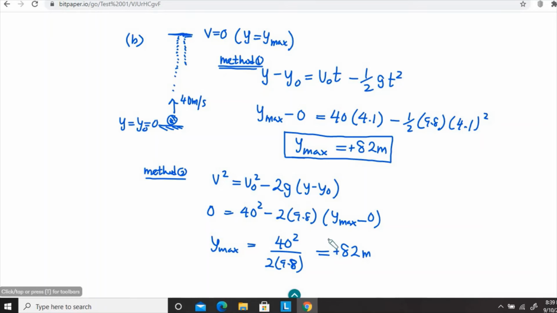That's in the positive direction, so we can write it like that. So this is the position. Y max is a position. The height is the length from the reference level to that position.